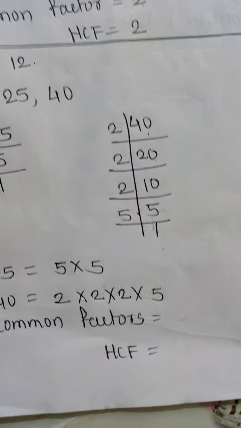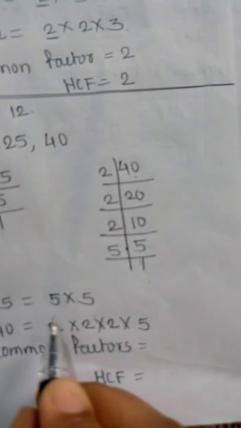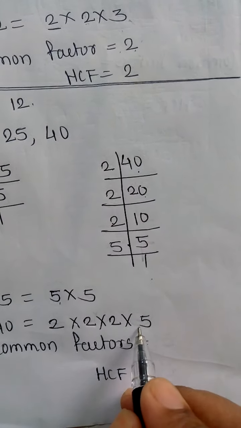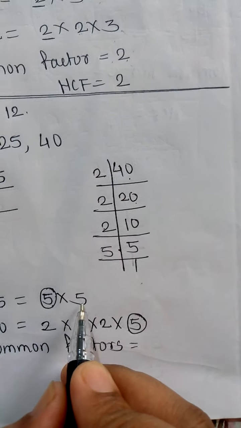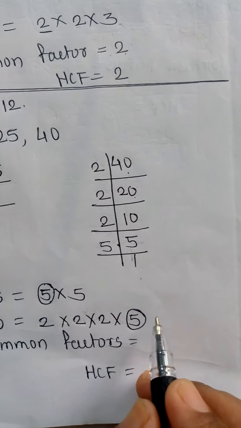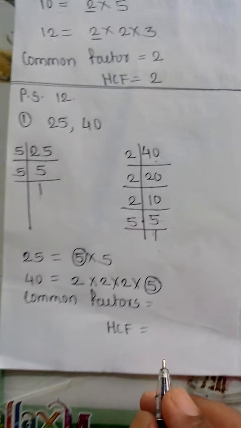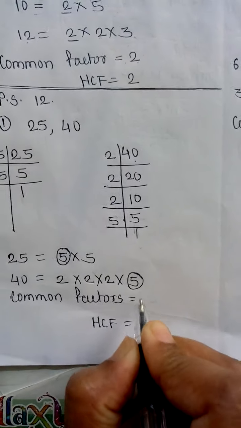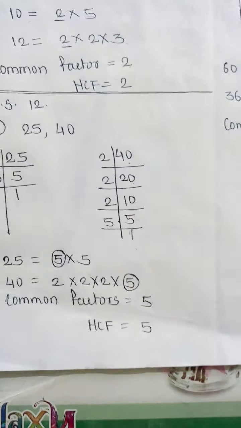Now we have to find out the common factors. See, in these factors, 5 is there. Is there a 5 down here? Yes, it is there. So 5 is common. Here again one more 5 is there. Is another 5 there downside? No. So only 5 is the common factor. So the HCF of 25 and 40 is 5. So the common factor we write here is 5, and the HCF is also 5.